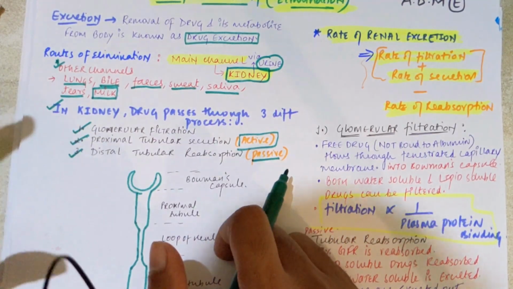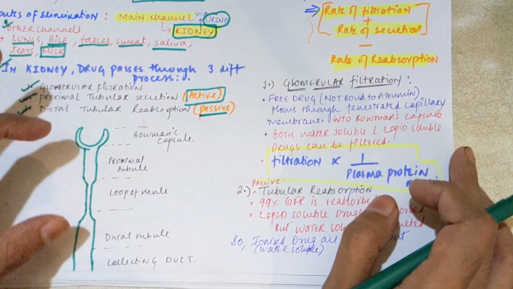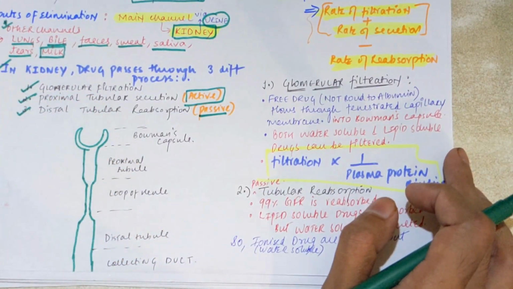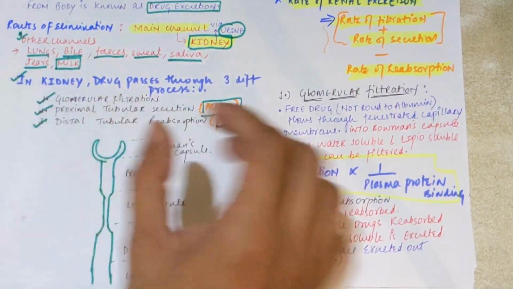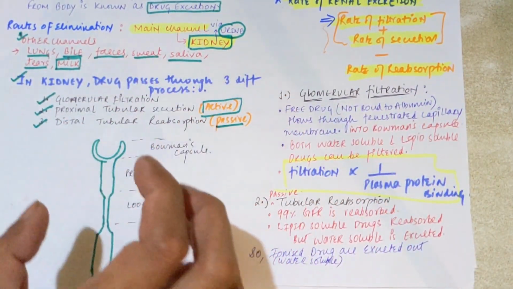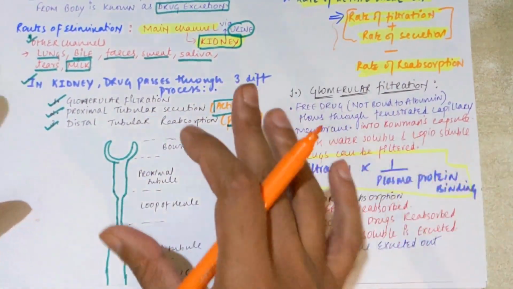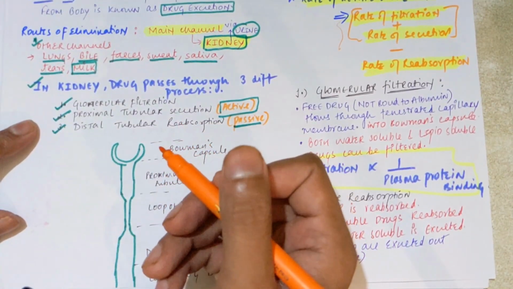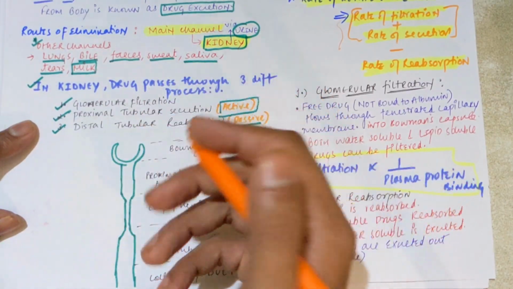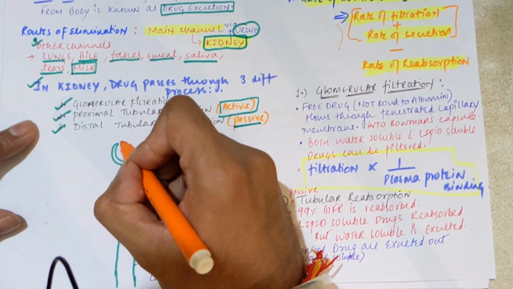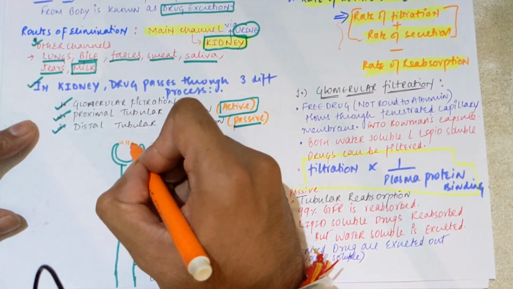Now let's discuss all these processes on this diagram. The functional structure of the kidney is the nephron, and this is the structure of the nephron. I have written the theory here, and I will relate the concept on this diagram on the basis of examples. As you know, GFR occurs in the Bowman's capsule, the glomerular filtration. In the Bowman's capsule there is a different type of membrane: it is a fenestrated capillary.